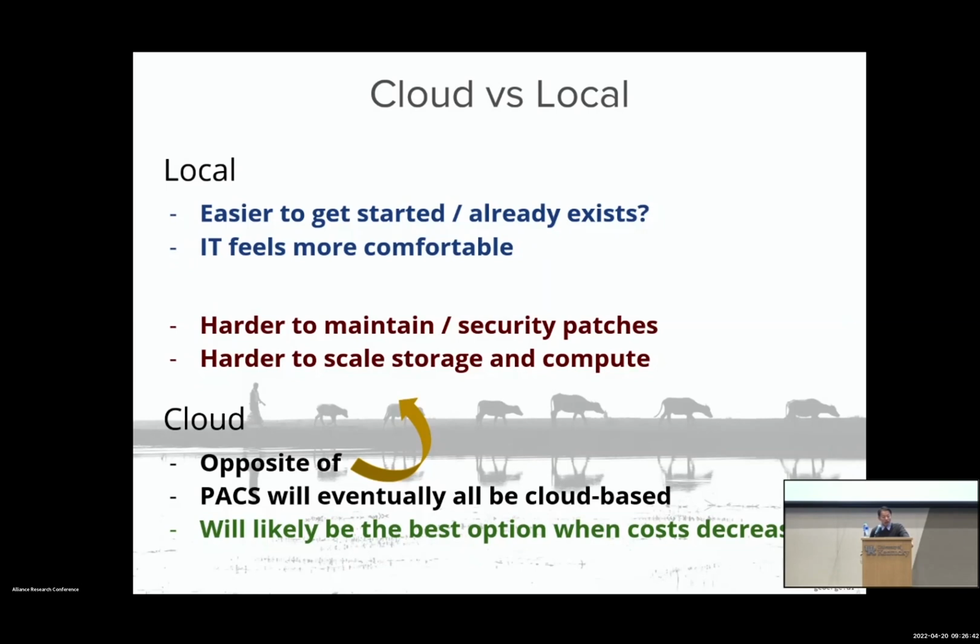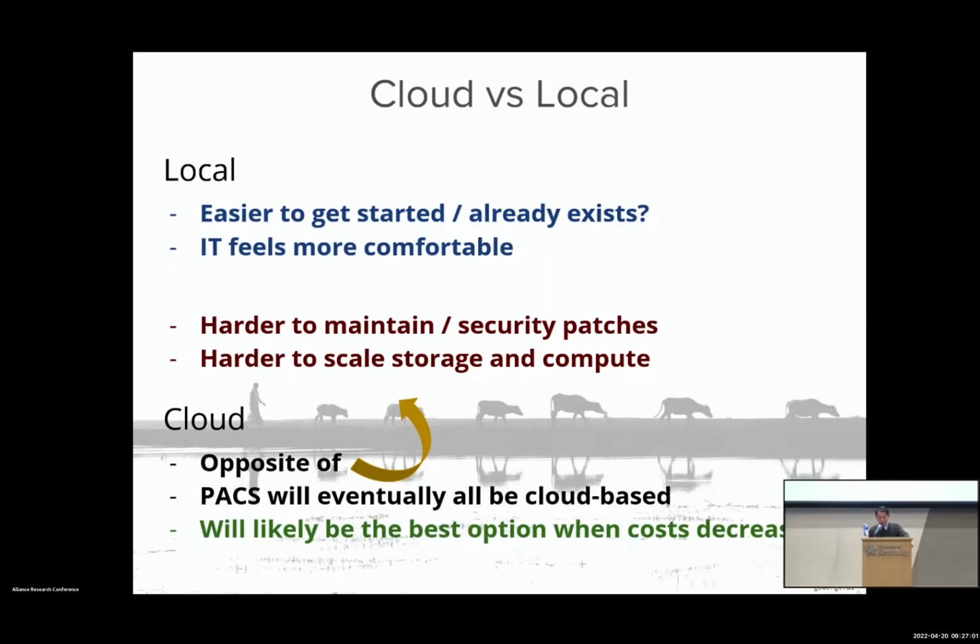And so the cloud is the opposite of everything I just listed, right? It's much easier to maintain security. It's way, way easier to scale your compute and storage. It's almost infinite as far as we're concerned, right?